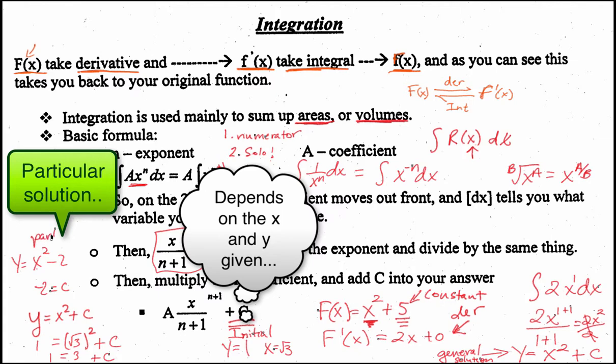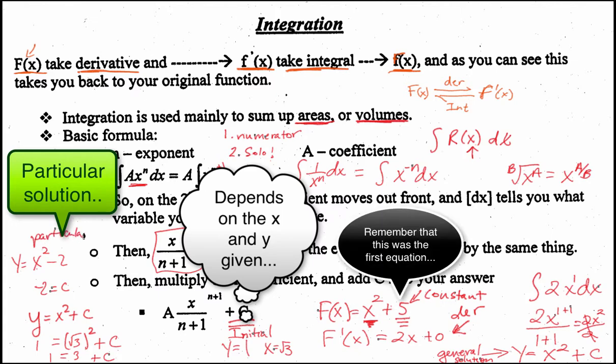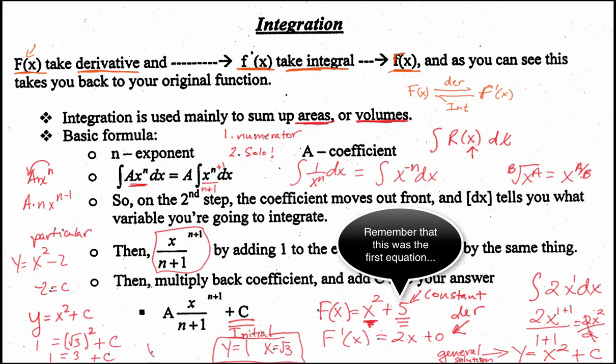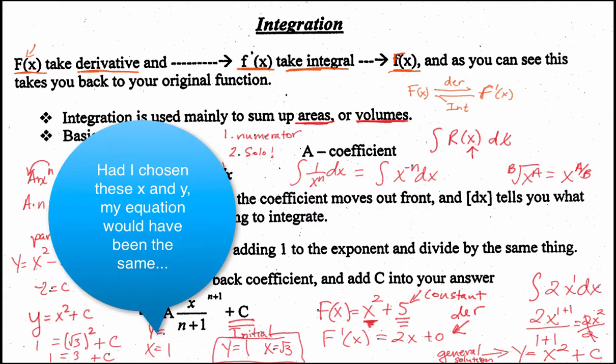You might say to yourself, well, that's not a plus 5. Yeah, I just happened to pick an x and y value that gave me those conditions. If I wanted a plus 5, I could have said x was equal to 1 and y was equal to 6. Okay, and then that would give me that equation there.